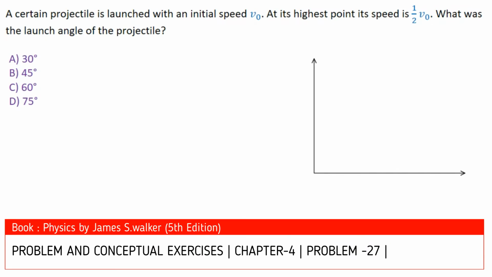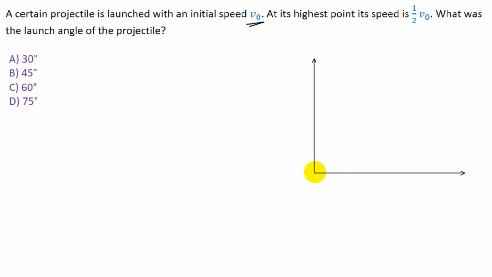Now in this question, we are given that a certain projectile is launched with an initial speed v0, and at its highest point, its speed becomes 1/2 v0. So let me draw the trajectory for this projectile. This would be something like that, and at the highest point the speed becomes 1/2 v0.